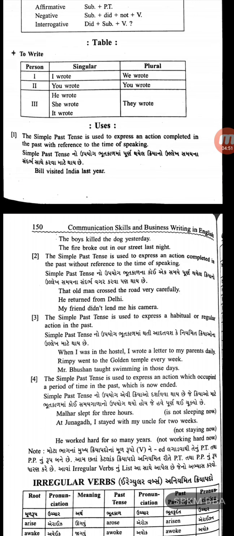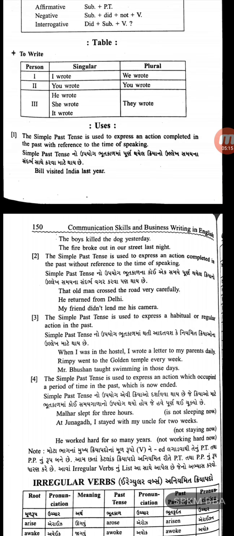Again, simple past tense is used to express an action which occupied a period of time in the past which is now ended. Examples: Malhar slept for 3 hours. At Junagadh, I stayed with my uncle for 2 weeks. He worked hard for so many years.